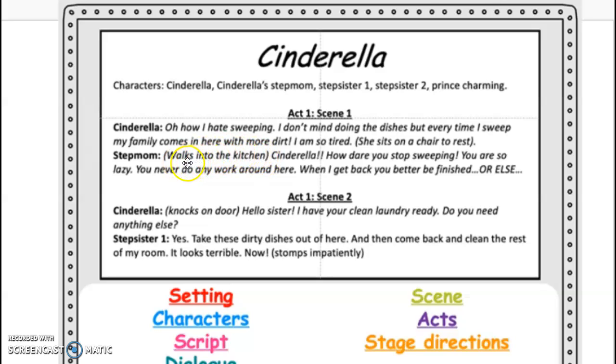This is the stage direction. We do not read this part out loud. The person just simply does it. So she walks into the kitchen. Same here. We would not read this part out loud. This is what she would do.